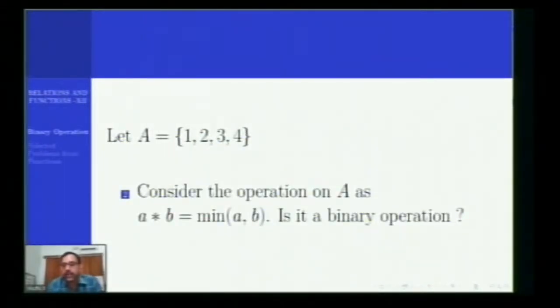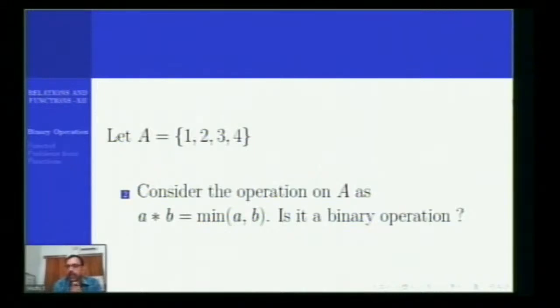Here, I am defining A star B as the minimum of A and B. So you take any two elements from capital A, say 2 and 3, the ordered pair 2, 3, or 2 star 3. 2 star 3 should be the minimum of 2 and 3. So now the question for our audience: is it a binary operation?